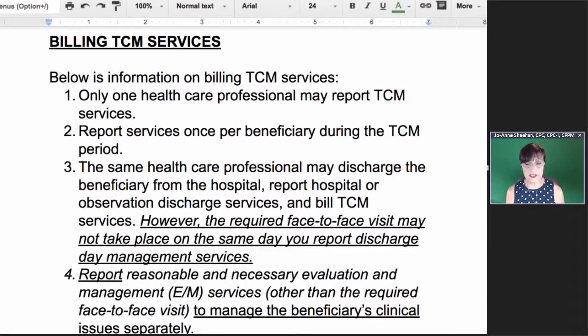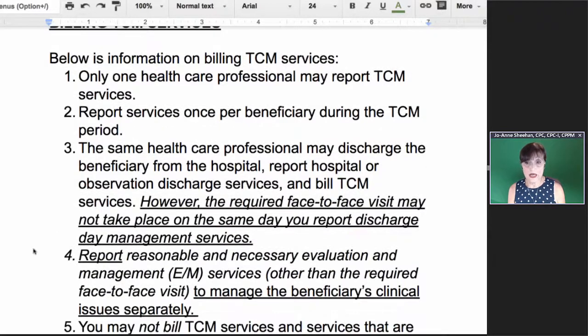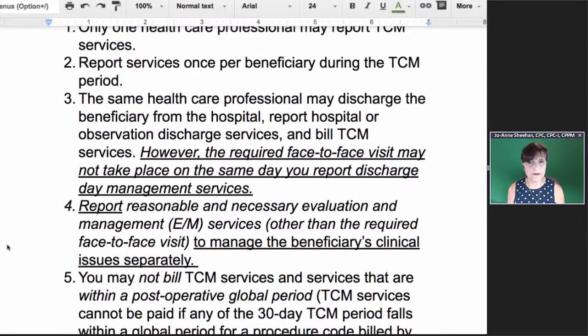Now, the same healthcare professional may discharge the beneficiary from the hospital, report hospital or observation discharge services, and bill TCM services. However, the required face-to-face visit may not take place on the same day you report discharge day management services, because technically a discharge is a 99238 or 99239. It's an E&M code, so you're not allowed to code for that. It's all bundled in.